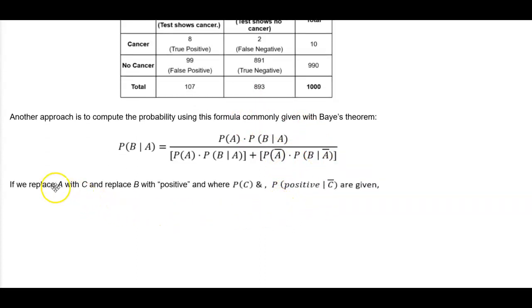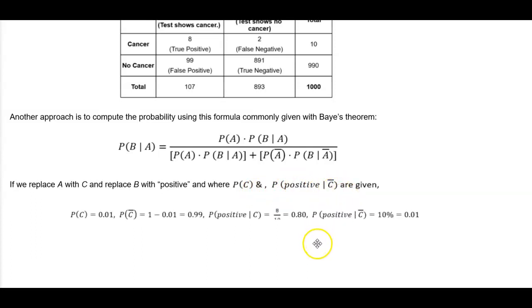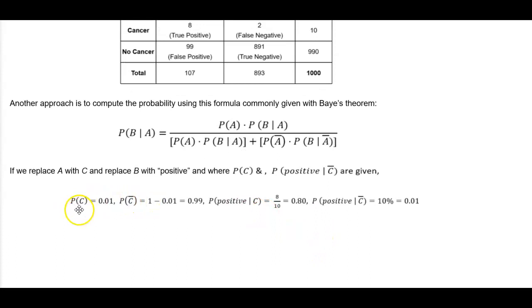Now, what we're going to do is replace the letters for A with C, and replace B with positive, where P of C and P of the event positive, provided that the complement of C, are given. So here's what's given. The probability of cancer is 1%, or 0.01. The probability of the complement, or not having cancer, is equal to 1 minus 0.01, which is 0.99.